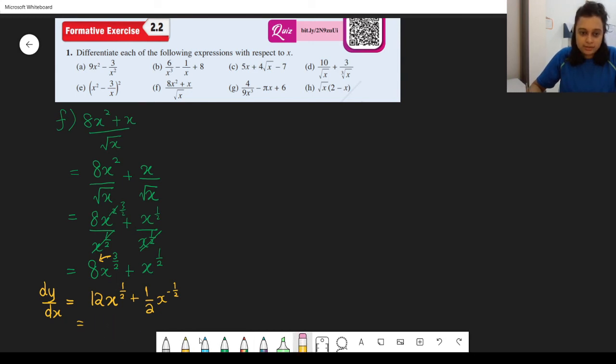Hold on, let me write nicely. So 12, because this is 1 over 2, right? So you write square root x. You can write like that. Plus 1 over 2 square root x. I think you cannot see this. Let me write here. 12 square root x plus 1 over 2 square root x. You should get this answer. Yes, correct. Can you see? Yeah, can.